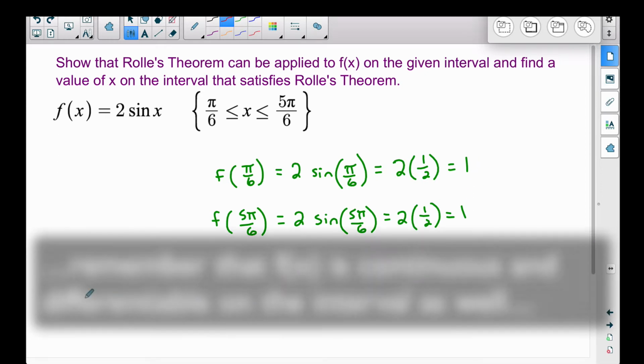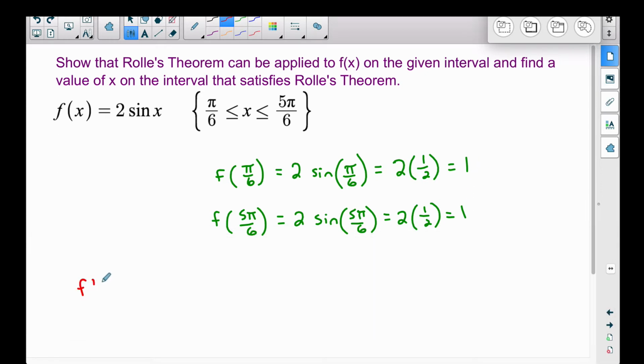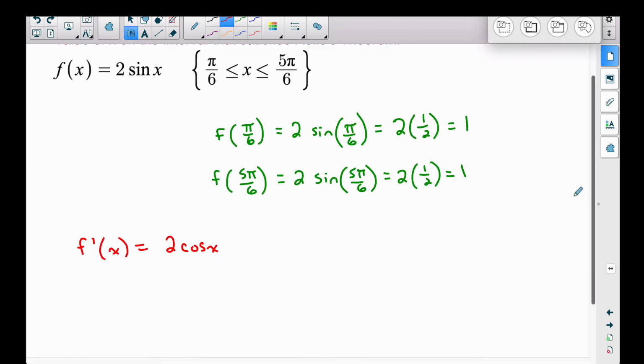Notice what we got here. So let's find the derivative, and let's set the derivative equal to 0. So f prime of x, the derivative of 2 sine of x, is going to be 2 cosine of x. Setting this equal to 0, which matches the slope of the line that connects these two endpoints on our graph, we have 0 equals 2 cosine of x. And if we divide by 2, we still get 0 there.